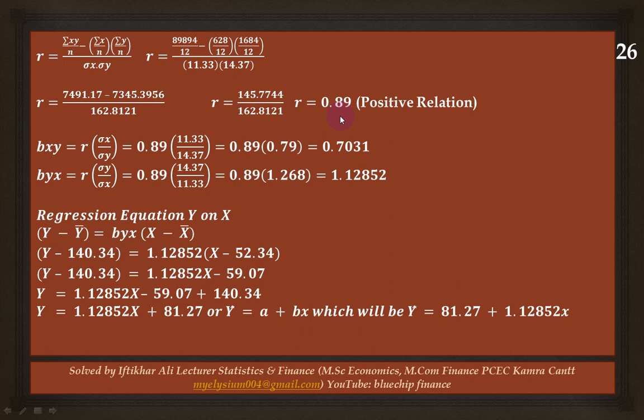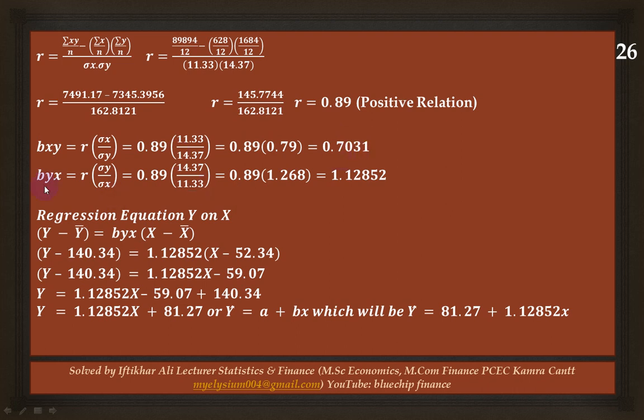Here we calculated first correlation coefficient, because now it will become very easy for us to calculate the regression coefficients of x on y and y on x. Regression coefficient x on y equals to correlation coefficient multiplied by standard deviation of x divided by standard deviation of y. Simply put the values into the formula and answer is 0.7031.